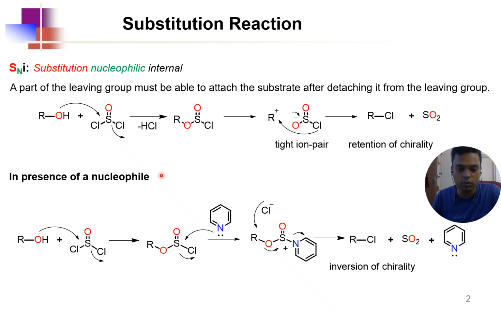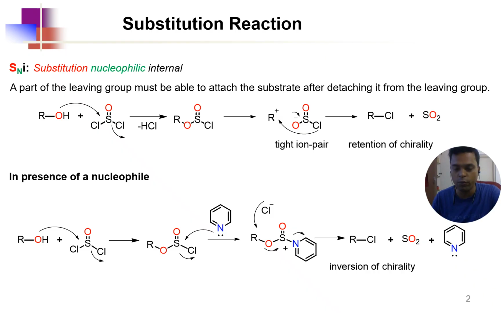In the other case, we could perform this reaction in the presence of a nucleophilic catalyst. We already discussed in one of our videos that pyridine can act as a nucleophilic catalyst. Once you form the first compound after replacing one of the Cl minus, then the pyridine can attack over there. Then this chloride will come out, and the chloride will attack the R, followed by release of the SO2 gas as well as the pyridine. Now here, because the chloride is coming from the backside, we will have inversion of chirality.